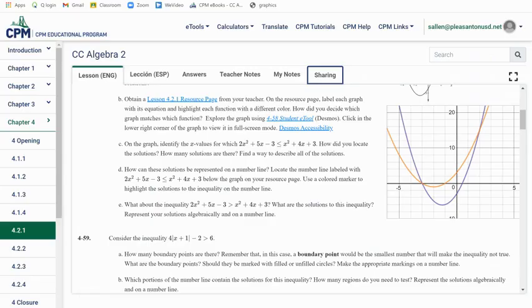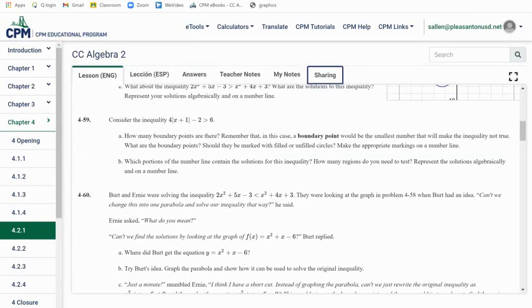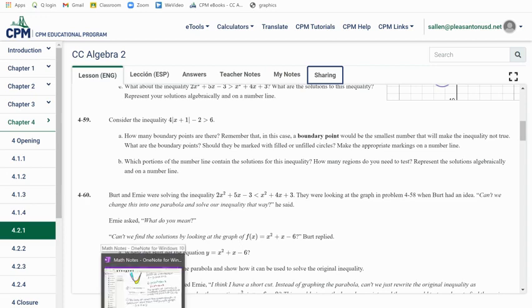So you guys will be working on 59, which just says consider the inequality. It's actually an absolute value inequality, which is technically something that we do in Algebra 1. It will first ask how many boundary points there are. Those are technically the solutions if you were to solve it with an equal sign. And then it's going to ask how you would show that on a graph. Okay, so I will let you guys get to it. You will work on problem 59.